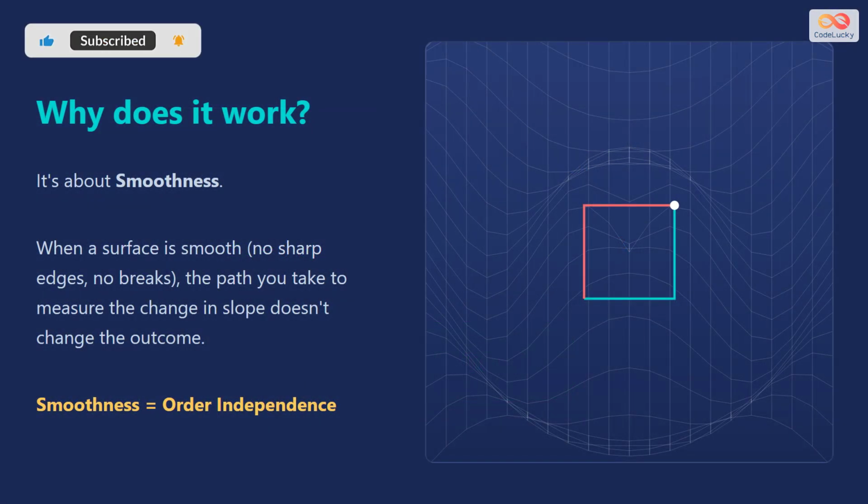Why does this happen? Intuitively, it is about the smoothness of the surface. If a surface has no sharp edges or breaks, the local change in slope is consistent regardless of which direction you measure first. Smoothness implies order independence.